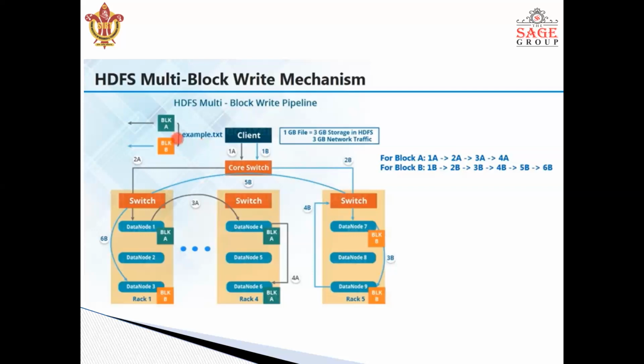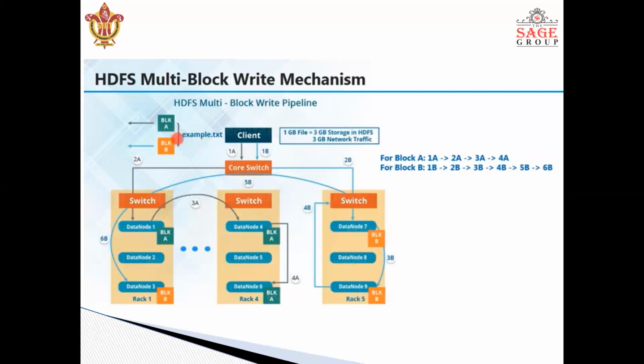So the writing of block A and block B are taking place at the same time. The 1A and 1B steps are taking place at the same time. The 2A and 2B steps, which are shown here in the figure, are taking place at the same time. So when the client is copying the different blocks onto 2 different data nodes, 1A and 1B are taking place at the same time. Here 2A on the left side and 2B on the right side are taking place at the same time.